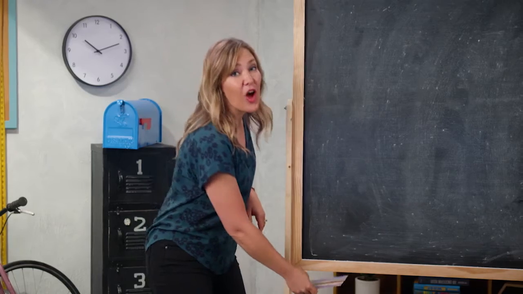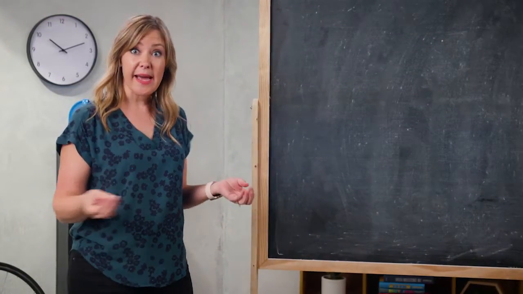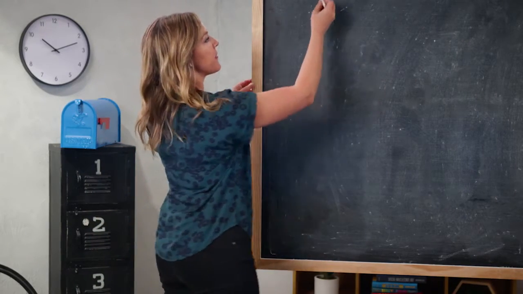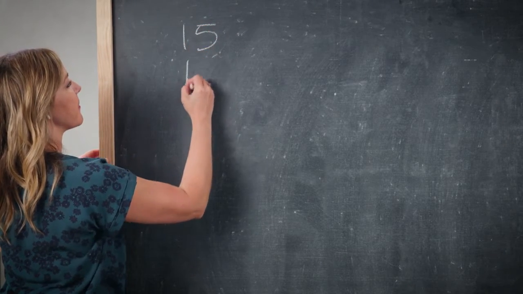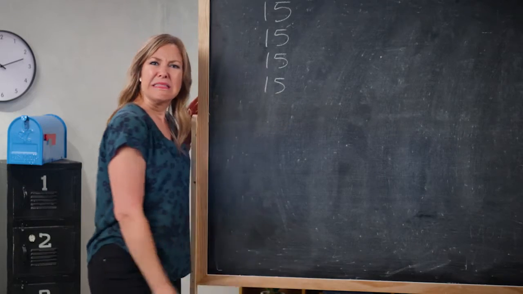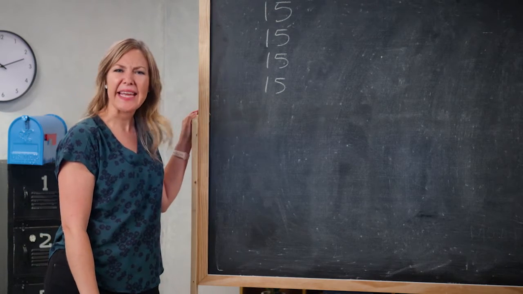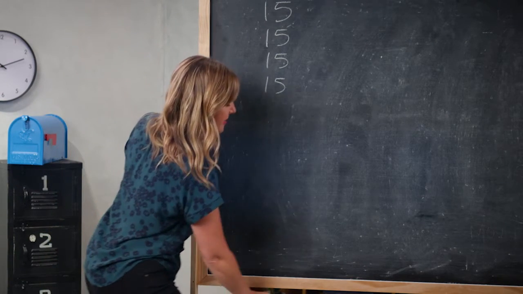Now, the longest way would be to add 15 French fries 26 times. Okay, 15 one time, 2 times, 3 times. I don't think we want to write this 26 times, do we? That's a lot of adding. Let's try something faster.